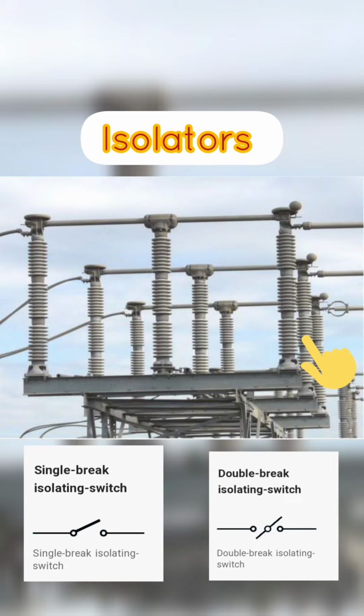The basic operation of an isolator involves opening and closing of contacts to isolate or connect a part of the power system. When the isolator is closed, the contacts are in contact with each other, and electricity can flow through the system. When the isolator is open, the contacts are separated, and the flow of electricity is interrupted.